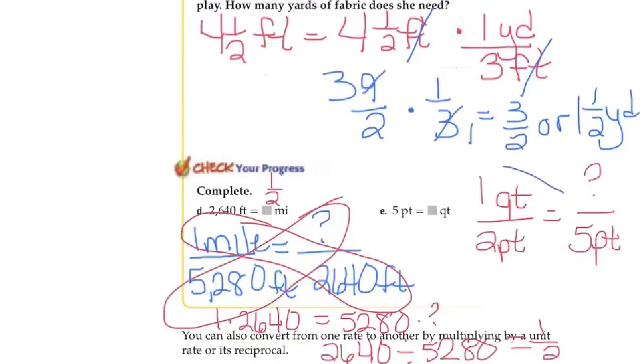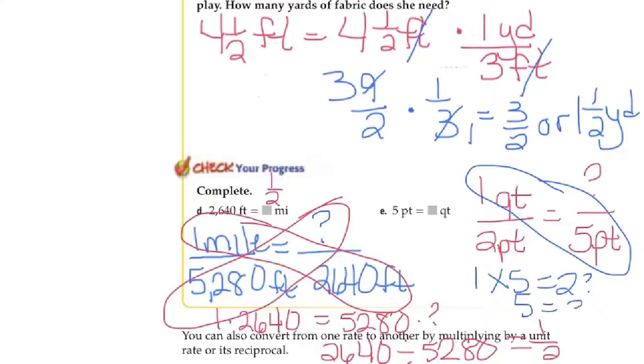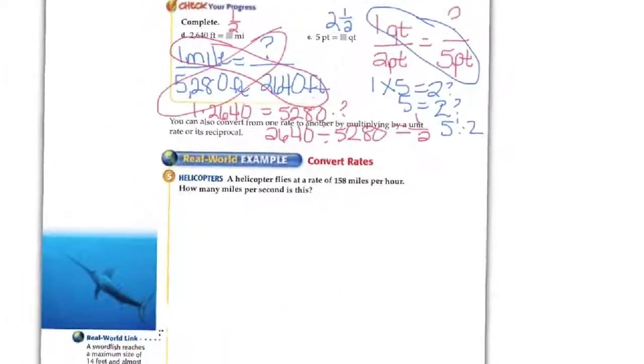So what we can do is cross multiply. 1 times 5 equals 2 times question mark. 5 equals 2 question mark, and you know multiplication equations, the way you solve them is divide. So 5 divided by 2, which equals 2.5. So 5 pints equals 2.5 quarts. I personally find that easier. But you are certainly welcome to use the unit ratios or the proportions, whatever you prefer.